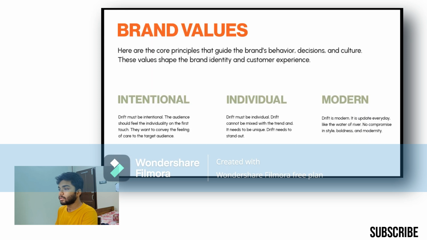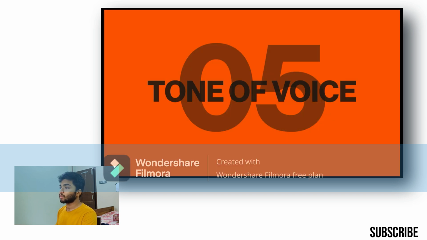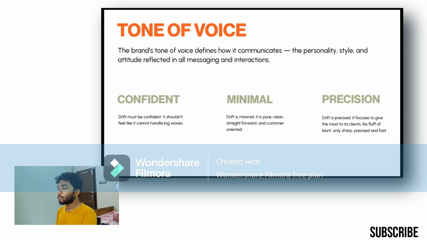Brand values. Here are the core principles that guide the brand's behavior, decisions, and culture. These values shape the brand identity and customer experience. So I kept three main brand values: intentional, individual, modern. Coming to the tone of voice. A brand's tone of voice defines how it communicates, the personality, style, and attitude reflected in all messaging and interactions. There are also three tones of voice: confident, minimal, precision.